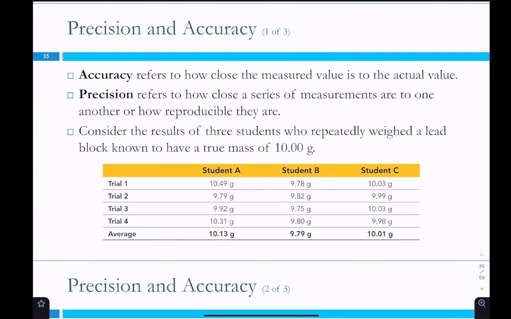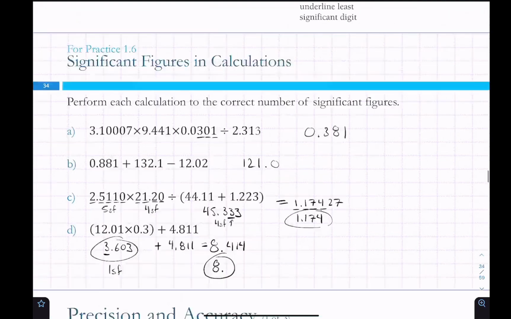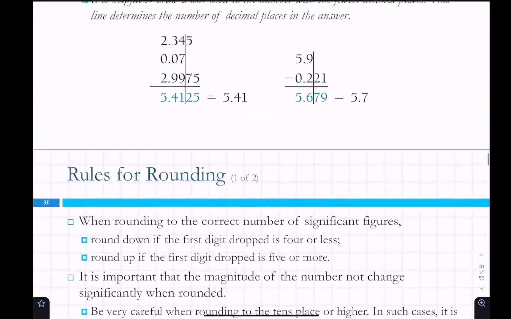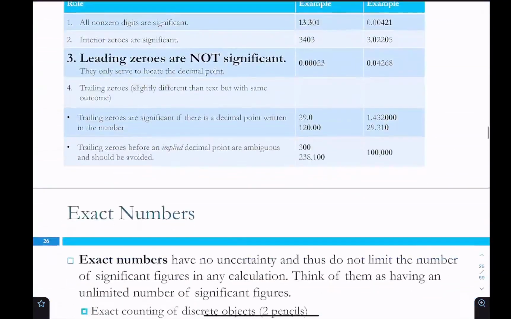All right, so picking up, last time we were talking about sig figs, particularly sig figs in calculations. So these were the last few problems that we worked through. And actually, let me go back and reiterate on these sig figs rules. Where's that table? Here it is.